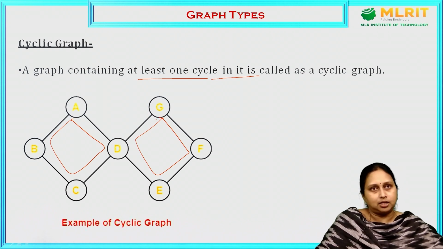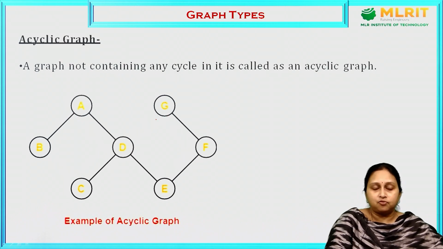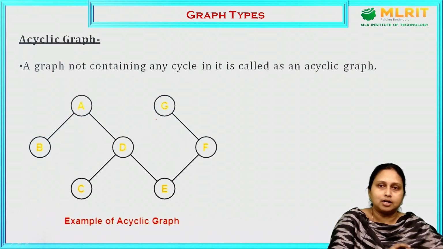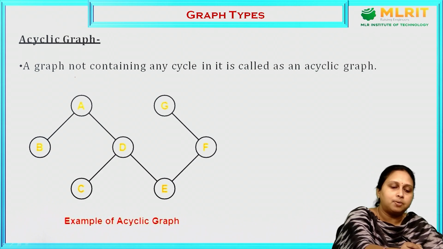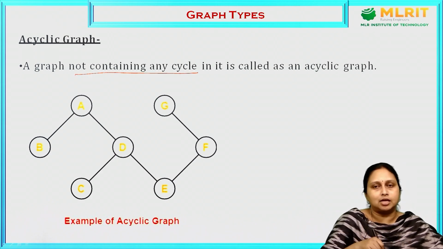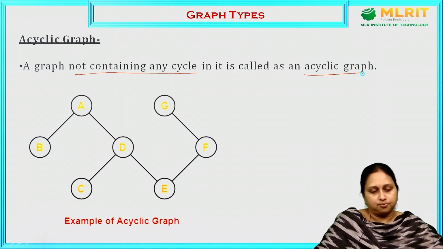And an acyclic graph, you can see the difference between cyclic and acyclic. There we can form a cycle, but here it should not contain any cycles, it should not form any loops. That is nothing but an acyclic graph.